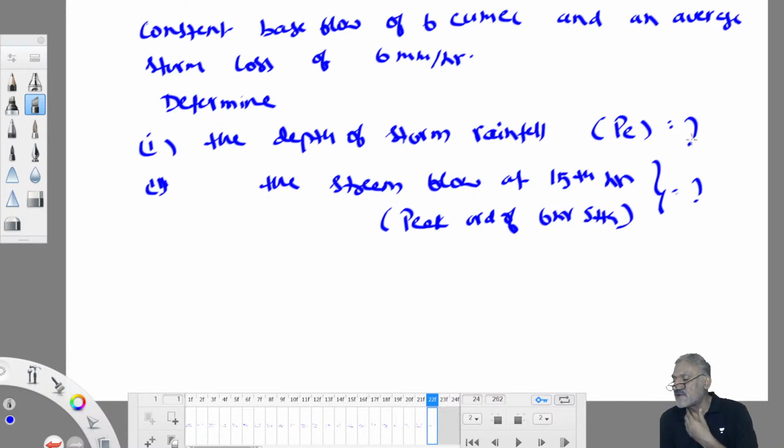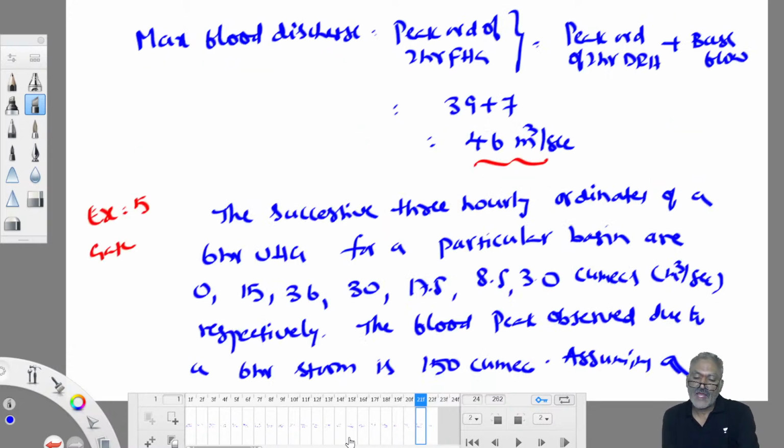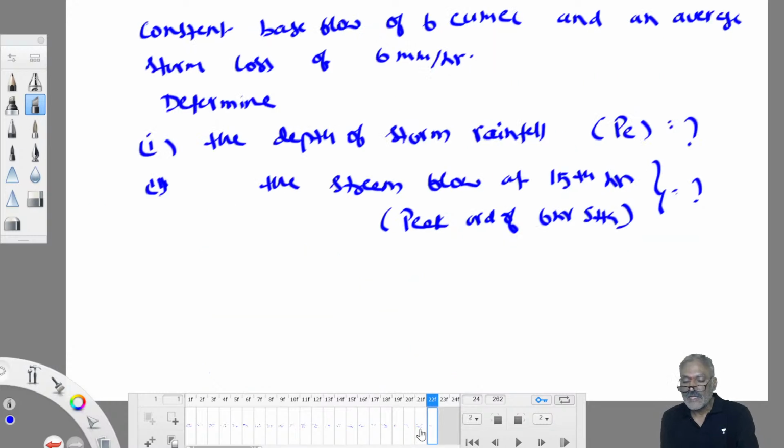Yes, base flow is always constant. Normally any variation in base flow will be given to you; otherwise it is assumed to be constant. Even if it is not given, we'll take base flow as constant, because if it is a storm hydrograph or unit hydrograph or any hydrograph, it should start with 0 and end with 0. Start with 0, end with 0 means base flow should be constant. Then only it happens. If different base flow is there, it can't be 0. So normally base flow is constant.